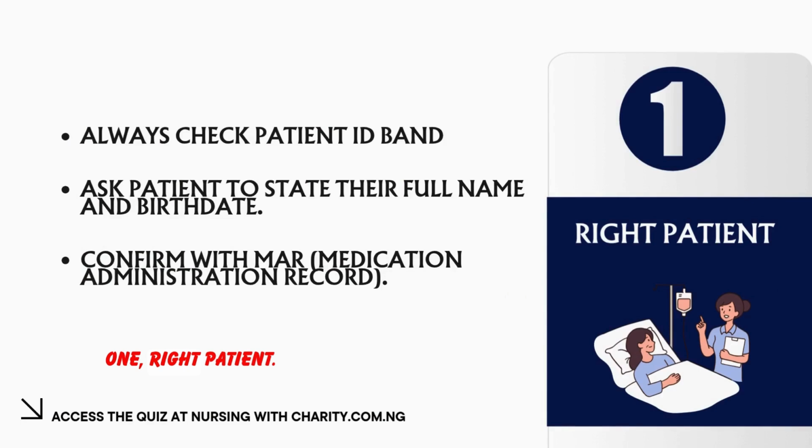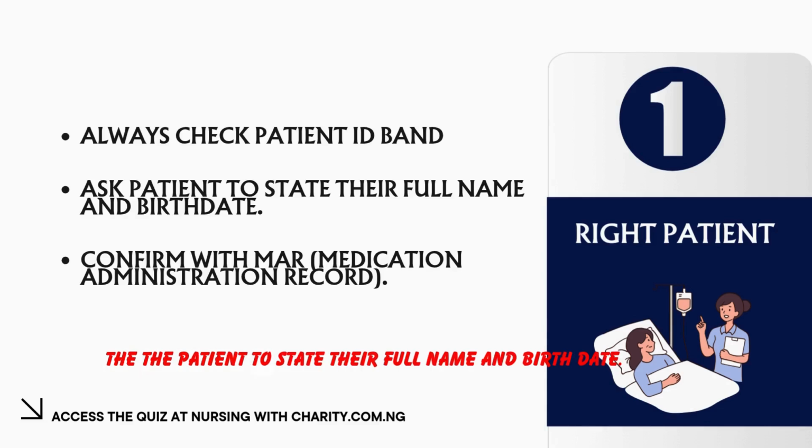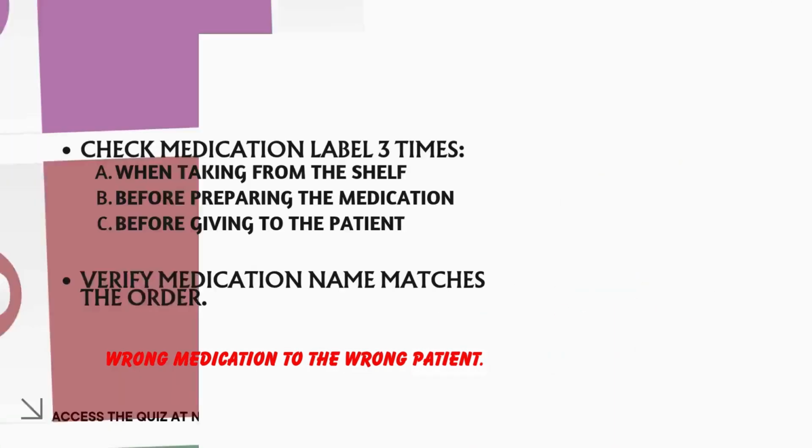1. Right patient. Always check the patient ID band. Always check their band, the bands on their arms. Always check it. Ask the patient to state their full name and birth date. As the patient is stating their full name, plus the ID band that you had checked, you would now confirm it with your MAR, which is the medication administration record that you have on you. You confirm that, oh, this is the patient's name and this is the patient's date of birth, to avoid giving a wrong medication to the wrong patient.